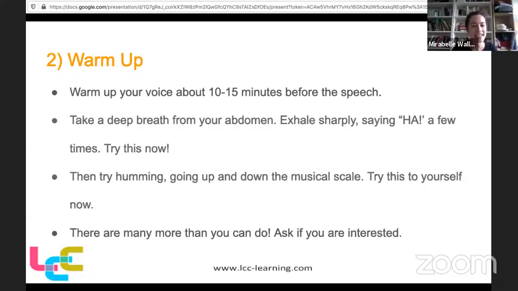Another technique is to try humming. So if you go up and down the musical scale, that will get your vocal folds and muscles in your voice all nicely warmed up. So you can try it like this. Take a deep breath from your stomach, and then go. Try this to yourself if you feel like it now. I'm sure that your family won't mind the strange noises coming out of your room.